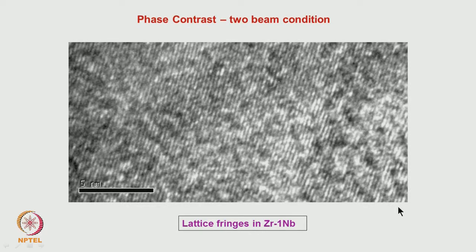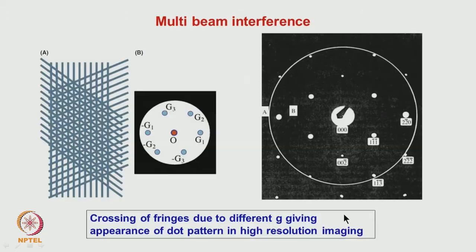This is a typical high resolution lattice fringe image, which is taken from a zirconium niobium alloy using a 2 beam condition. By measuring this fringe spacing, which should correspond to the lattice spacing, and if you know the magnification, we can find it out.